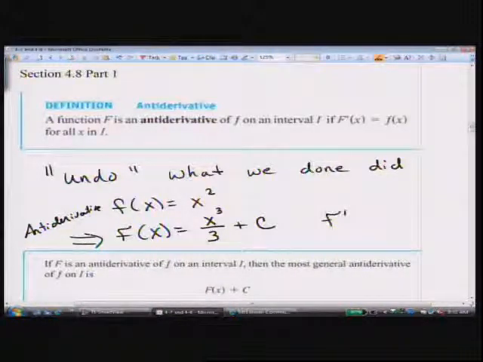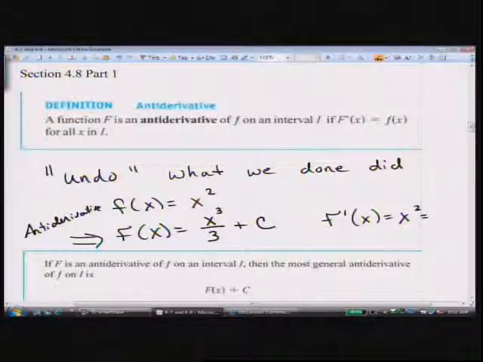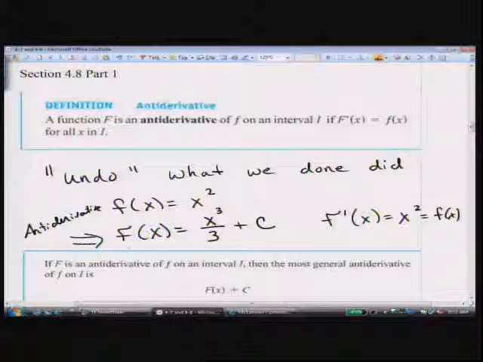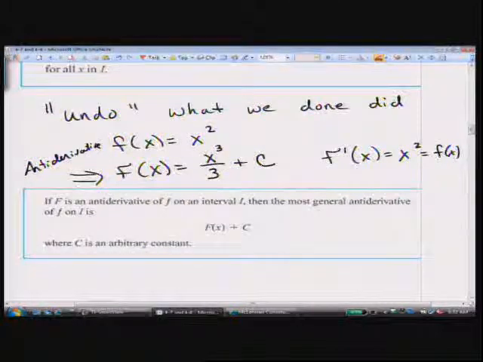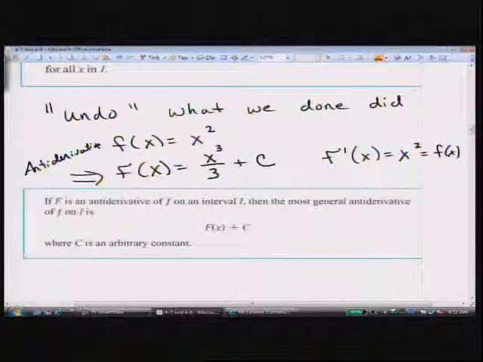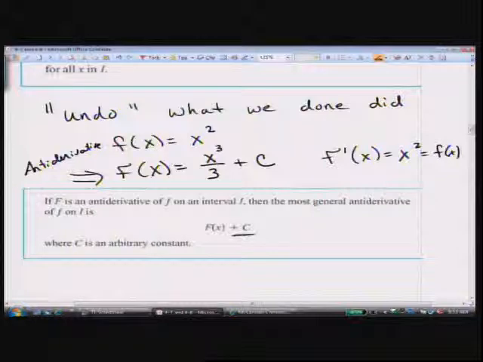So f prime of x, notice, is x squared, which is little f of x. So this antiderivative has the property that when you take the derivative of it, you get to the little f. Okay? Well, it turns out, if F is an antiderivative of the little f on the interval I, then the most general antiderivative of f on I is just to add this constant c. So plus c. All right, so that sounds good.